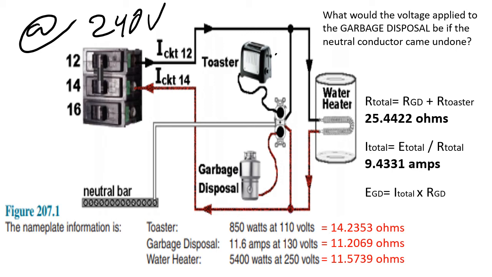So now we know our total resistance for the circuit. We know our total amperage for the circuit, yet we want to determine just how many volts are now being dropped across the garbage disposal. And remember, voltage in series is additive. So these two, based on their resistance, are going to divide that 240 volts proportionately between the two.